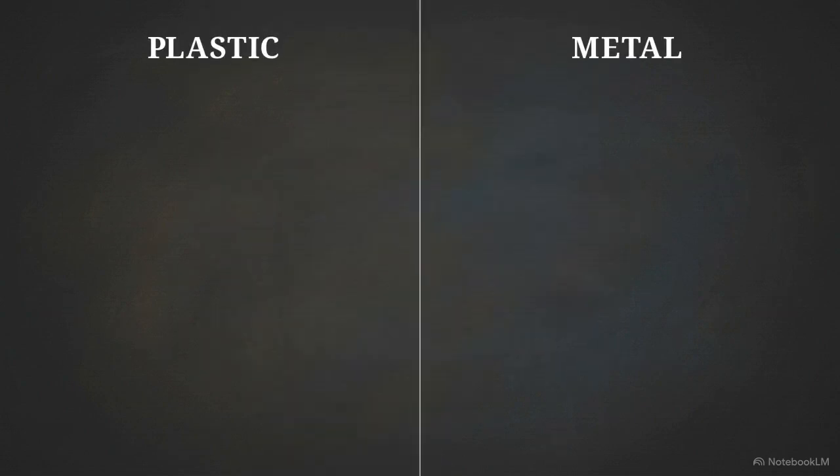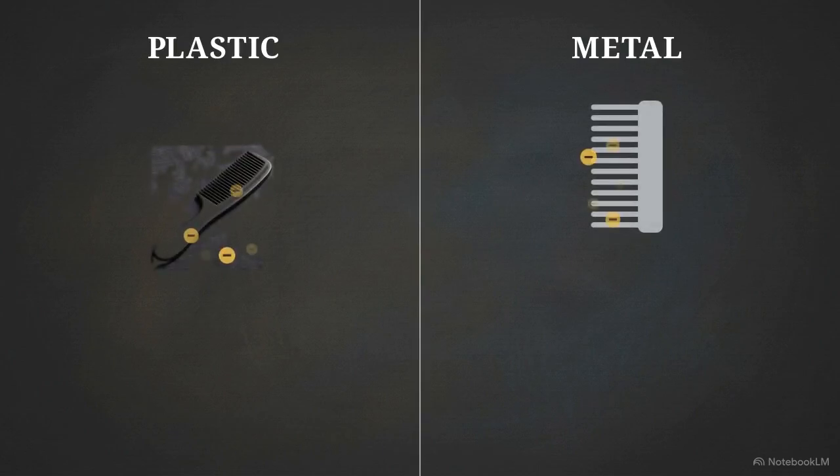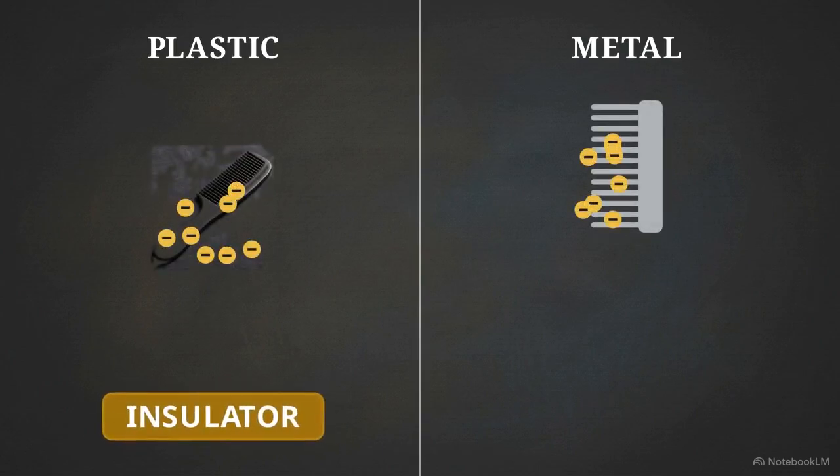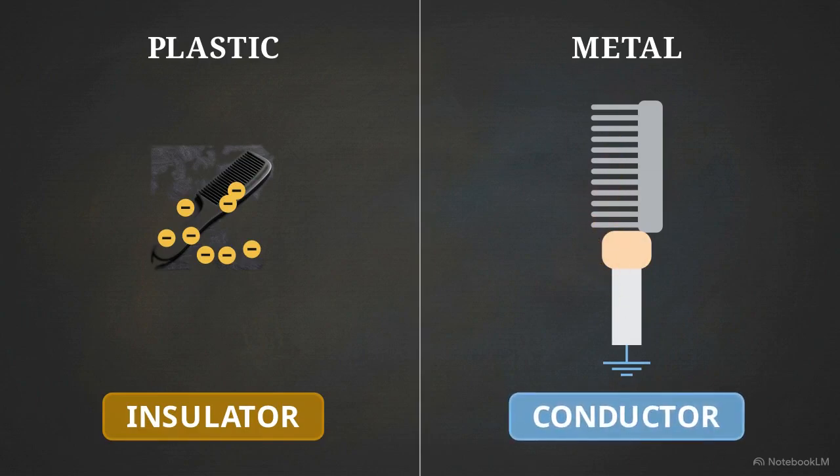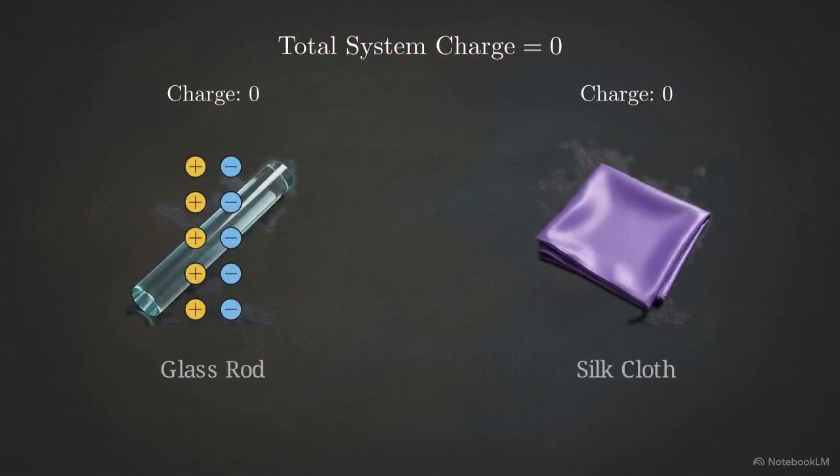How a material handles this charge determines its category. A plastic comb holds a static charge. Because plastic is an insulator, the electrons stay trapped where they were deposited. A metal comb acts as a conductor, letting those same electrons slide through the material and your hand to reach the earth. This process is a transfer, not a creation.